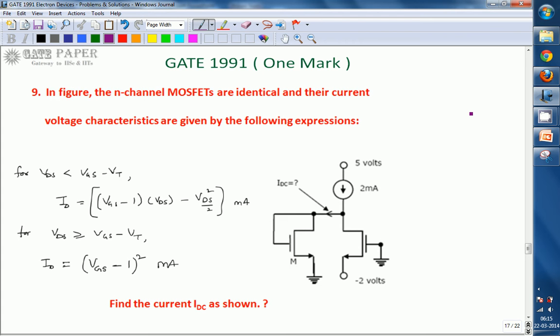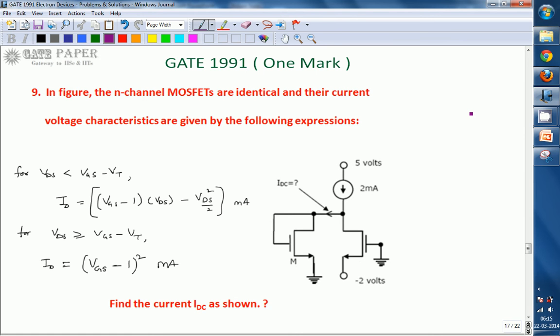So these are the equations for the MOSFETs, and we are going to calculate the IDC as it is indicated, that is the current flowing through this transistor M as indicated. Okay, so how to solve this one? We will see the details now. So there are two equations.